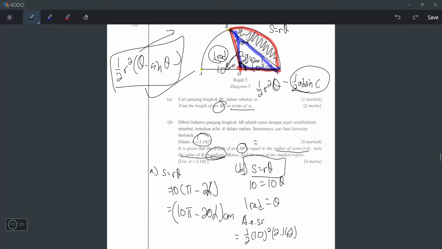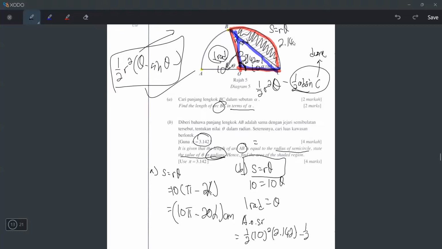2.142 radian and then minus the area of the triangle. Because this is not a right angle triangle, you cannot use 1/2 times base times height, it will be very difficult. You just use 1/2 AB sine C, where A and B will be 10, and the sine C will be 2.142. But make sure the angle is in degree, which means you have to convert the 2.142 to degree first.